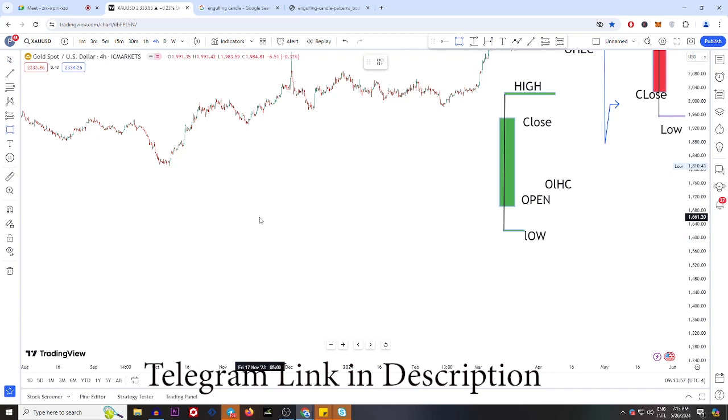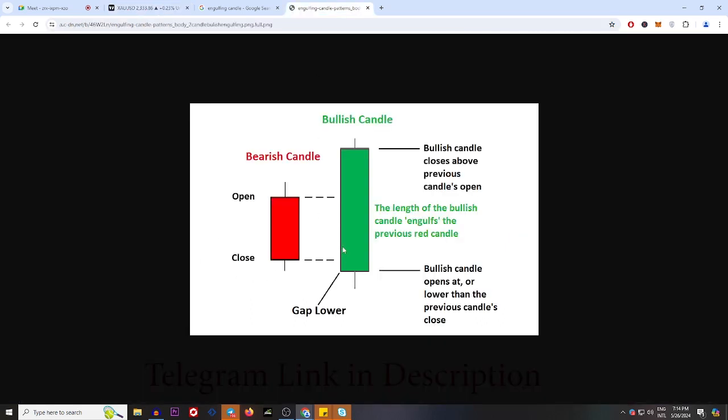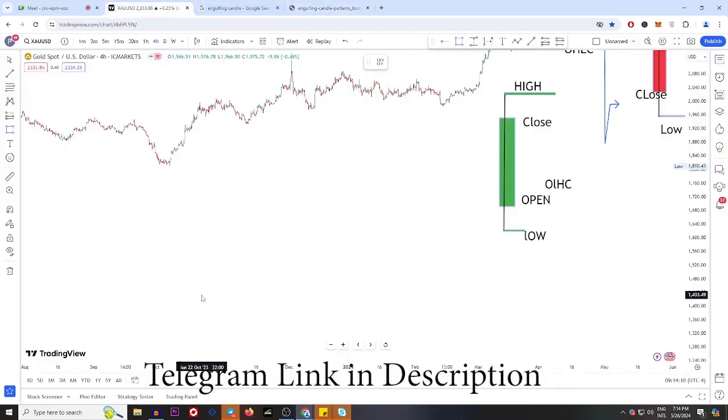Okay. Now we are going to do something else. Which one do you want to see first, sir? Bullish or bearish? Bullish. Okay. So what is the bullish?